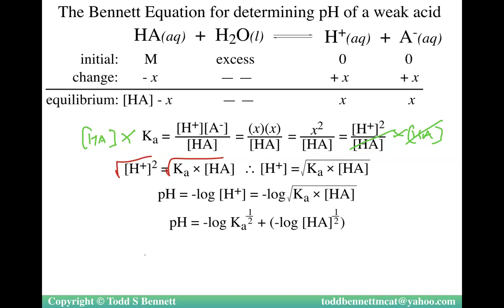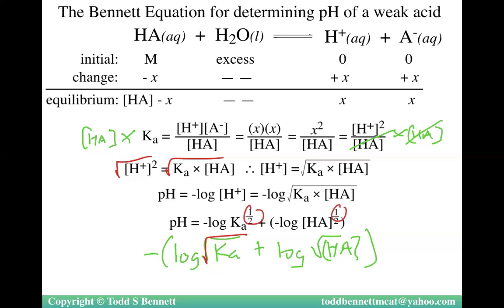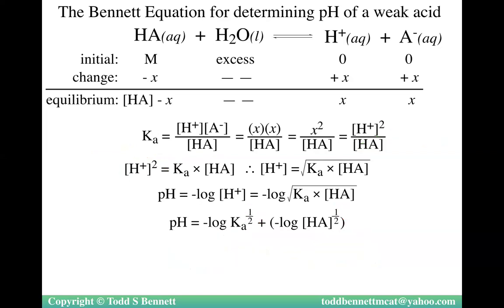So before, again, when I emphasize, I had negative of log of square root of Ka plus log of square root of HA concentration. The square root became the 1/2. The negative got brought in here, and this is the negative being brought in here as well. So it is working. I'm hoping you trust that this is valid math. It is. So I'm going to pull the 1/2 in front.